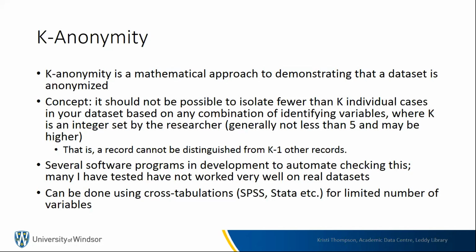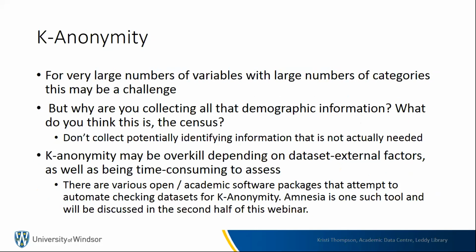There are several software programs in development to automate checking this. I've tested quite a few of them, and they often don't work very well on real data sets because this kind of checking can be difficult. However, if you have a very limited set of variables, you can use cross-tabulations in a statistical package such as SPSS or Stata to figure this out yourself. But again, for very large numbers of variables with large numbers of categories, checking K-anonymity yourself can be a challenge.